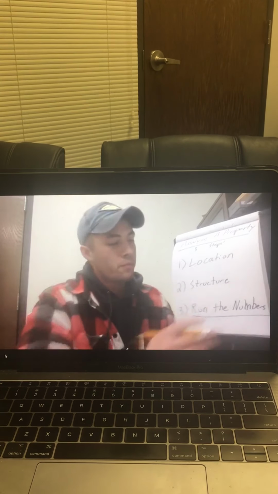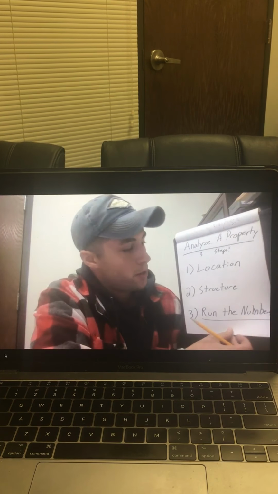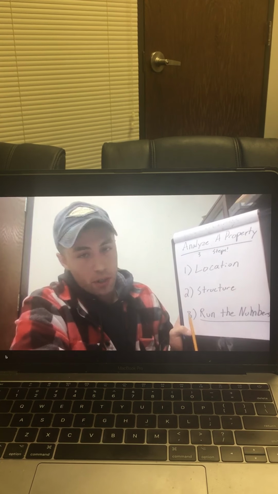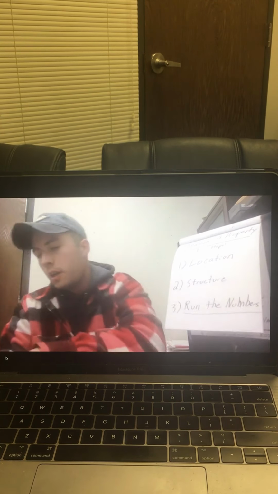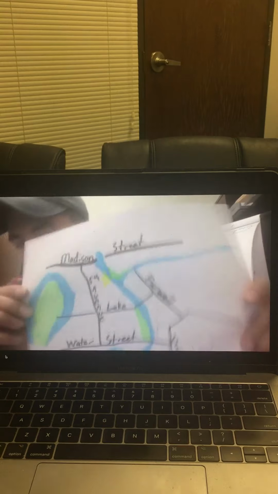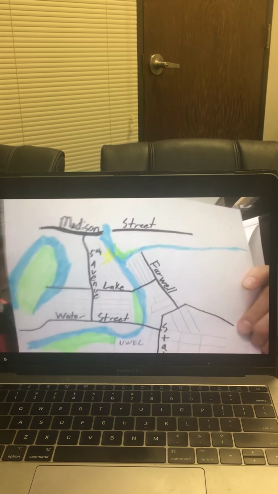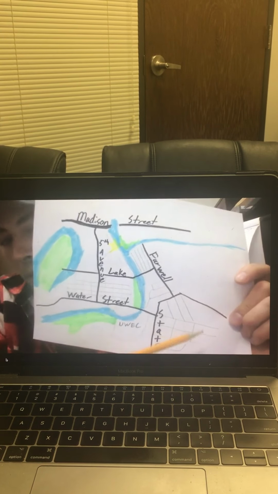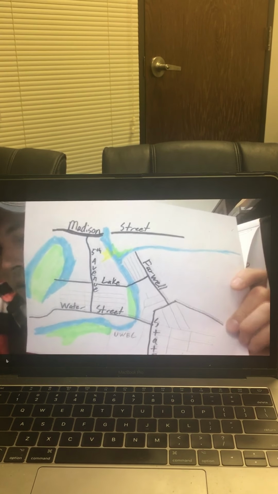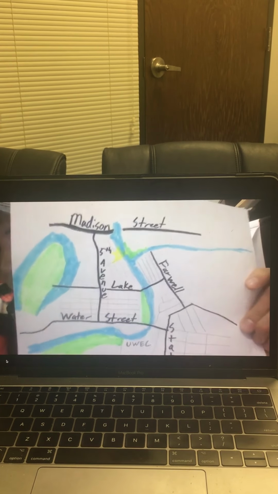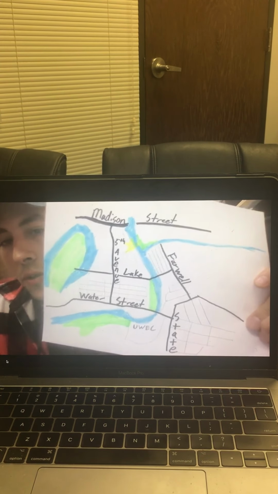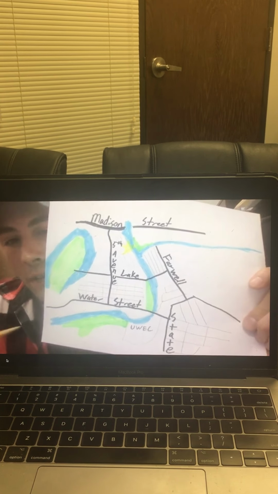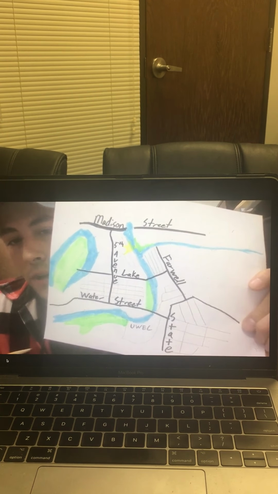Analyze a property. So to analyze a property, there are 3 major steps, those being location, structure, and then running the numbers. So with location, like I said, we're going to be looking at Eau Claire. Here's my great map of Eau Claire. You can see Water Street, UW Eau Claire, and then the 3rd Ward area. These are generally considered the student housing areas, as the majority of students, they don't want to live outside that distance. So if you have a home that's in that area, it will make for a great student rental, right?